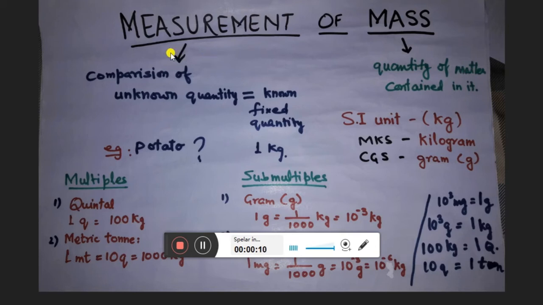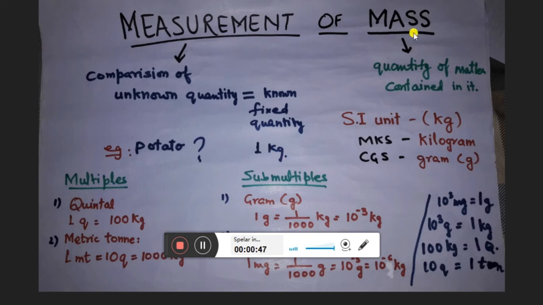As I have told you before, measurement is the comparison of an unknown quantity with a known fixed quantity. Suppose you have to measure the amount of potato. You will take one standard unit, the known fixed quantity, that is 1 kg, and the potatoes will be measured equivalent to that. So what is measurement? It is the comparison of an unknown quantity, the potato, with the known fixed quantity, that is 1 kg.